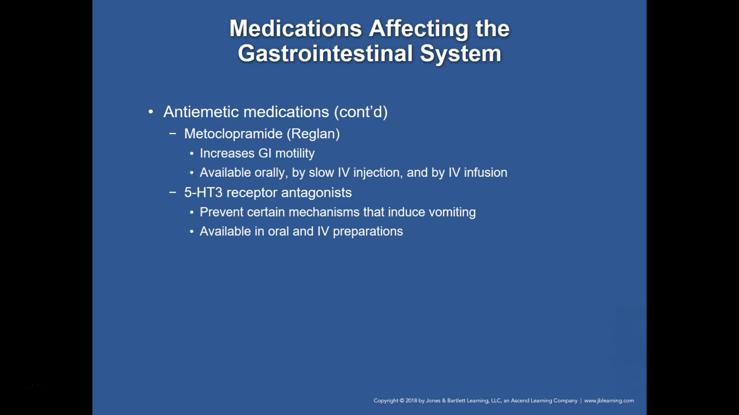It just does. There's also Reglan that increases GI motility, and it's available orally, by slow IV, or IV infusion. The interesting thing about Reglan was it was originally developed as an antidepressant medication, and what it was designed to do was keep more dopamine in the brain. It didn't work, but what they found was it increased GI motility by increasing the receptors in the gut. So then they started using it for that. So interesting how they start to use things. It was developed for one thing at once, and now it's used for something completely different.